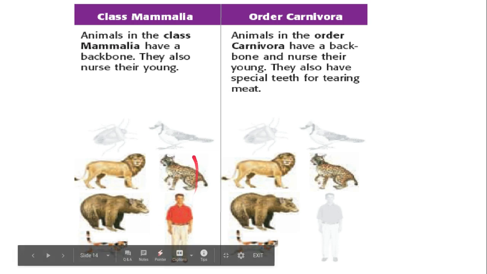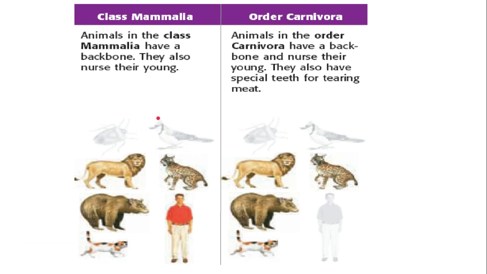So we get to an even smaller subset. Within the class Mammalia, then there's an order, the carnivores. The carnivores have special teeth for tearing meat. Okay? Lions, bobcats, bears, cats, they all have those. We as humans don't have those special teeth. We are not carnivores. We're omnivores. We eat both meat and fruits and vegetables.